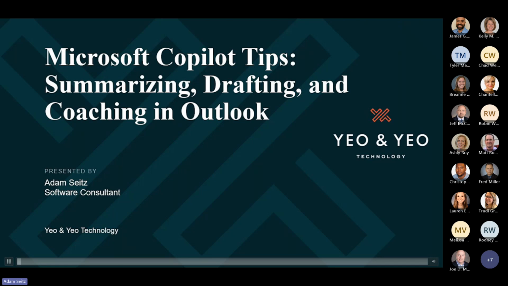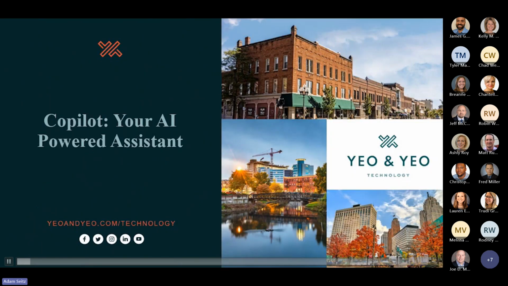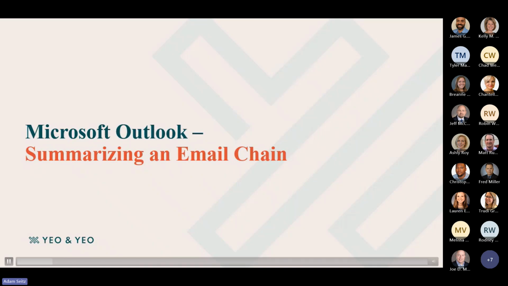Hello and welcome to this video demonstration of Copilot for Microsoft 365. Copilot for Microsoft 365 is a smart assistant that can help you in Microsoft Outlook. It can assist you in summarizing email chains, drafting emails, and even modify emails to better fit your audience. First, let's start with how Copilot can help you summarize email chains.